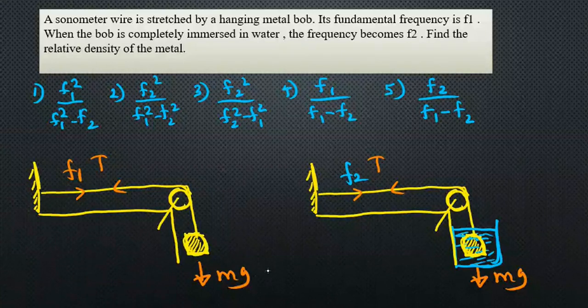A sonometer wire is stretched by a hanging metal bob. Its fundamental frequency is F1. When the bob is completely immersed in water, the frequency becomes F2. Find the relative density of the metal.